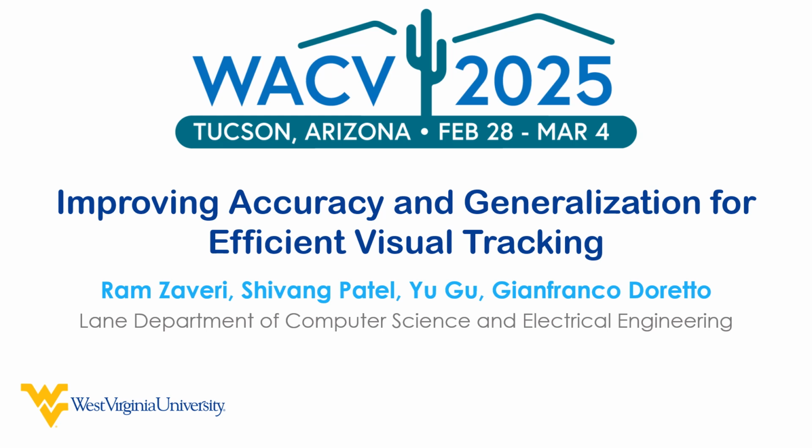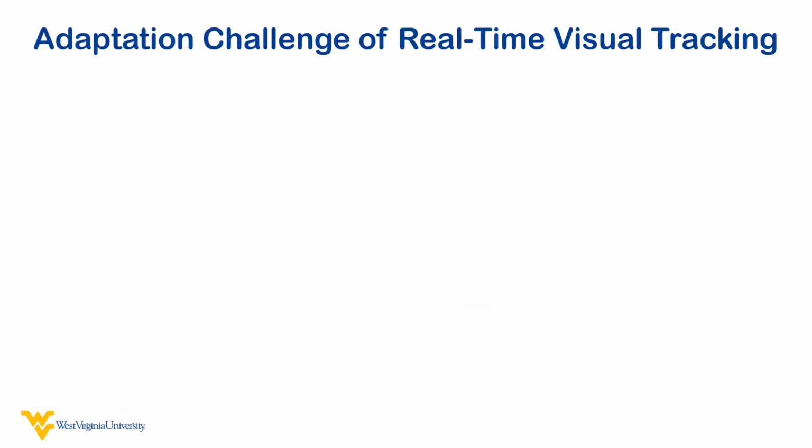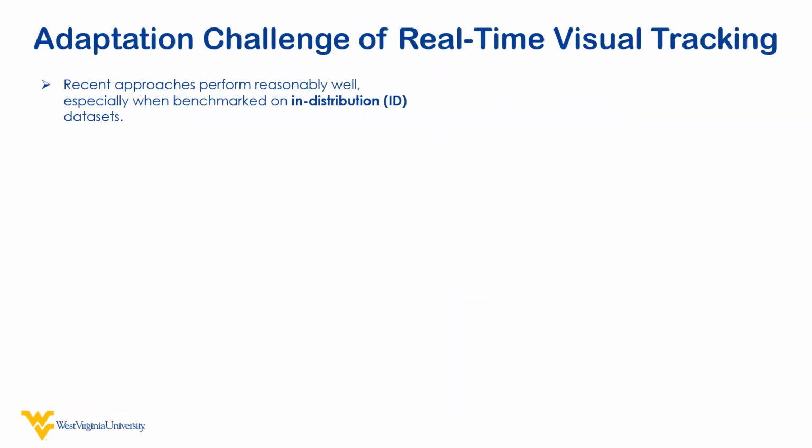Hello, I am Ram Zaveri, and I'm presenting our work Improving Accuracy and Generalization for Efficient Visual Tracking, a CPU-efficient test-time adaptive approach to track single objects in adverse conditions. We are interested in efficiently tracking single objects in adverse visibility conditions.